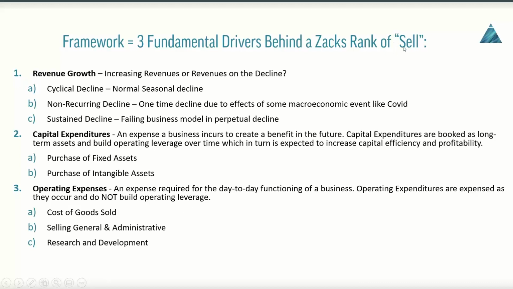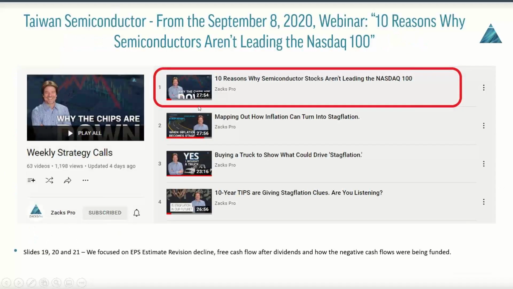So when we see a Zacks rank of sell, we immediately need to be able to answer what's going on with revenue growth, what's going on with capital expenditures, and what's going on with operating expenses. And this is the framework. So what we're going to do is we're going to pick up where we left off last week with Taiwan Semiconductor. And again, this is from the September 8th, 2020 webinar, 10 reasons why semiconductors aren't leading the NASDAQ 100.